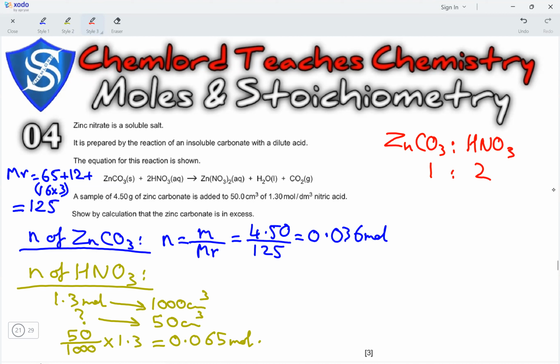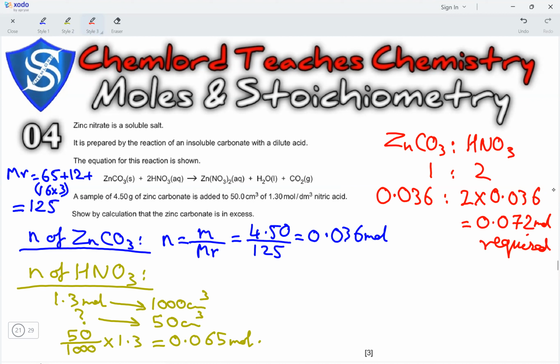So if the number of moles of zinc carbonate is 0.036 moles, the number of moles of HNO3 required to completely react with zinc carbonate would be twice the amount present. So that would be 2 times 0.036, which would give us a value of 0.072 moles. So 0.072 moles of nitric acid are required, whereas 0.065 moles of nitric acid are present.